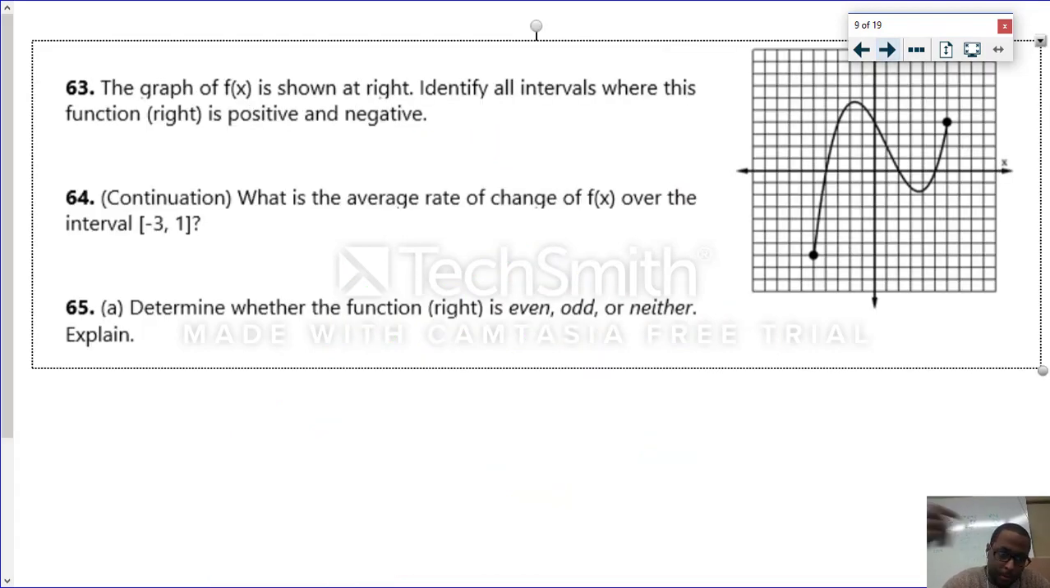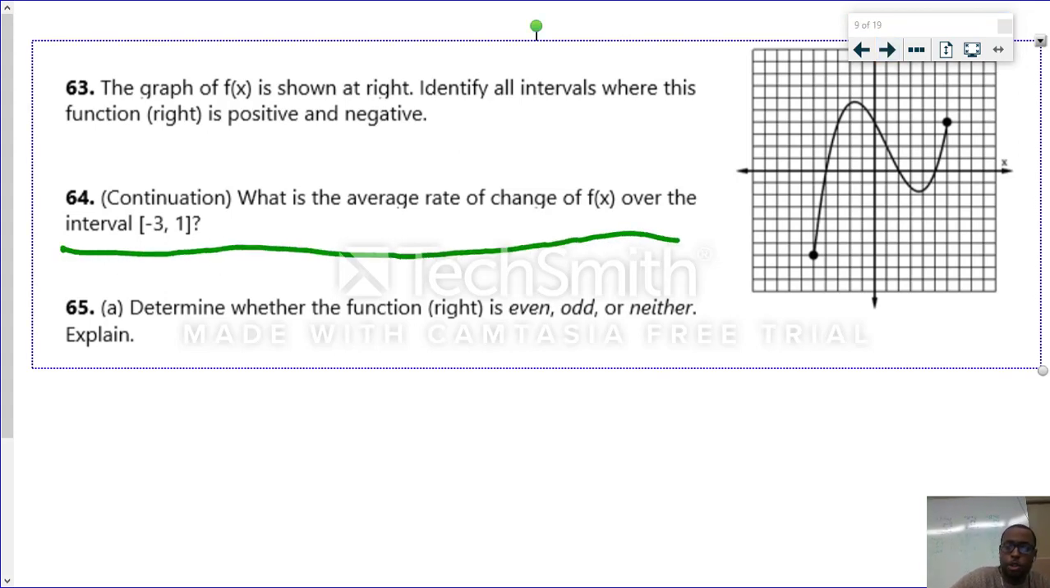Okay. Questions 63, 64, and 65. We just talked about average rate of change. Okay, so I'm not going to talk about it again, but just remember, if my interval is negative 3 and 1, I'm going to look for negative 3. So this is 1, 2, 3, negative 3. And I'm going to look for 1. I'm going to put the 2 points, and I'm going to find the average rate of change, okay? Positive or negative, we also talked about this. So positive or negative, I'm going to draw a line through the x-axis again. Anything above is positive, anything below is negative.